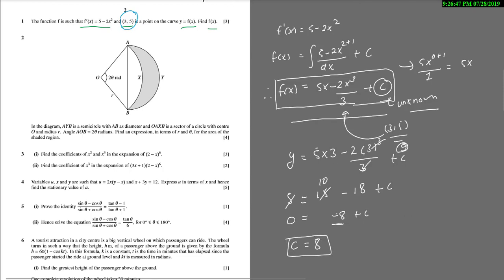Now let's put the final version of our equation. f(x) is going to be 5x minus 2x cubed by 3, plus c, which is 8. So this is our final equation. The given equation of f(x) is going to be like this. Thank you for watching. We're going to meet in the second question in the second video.